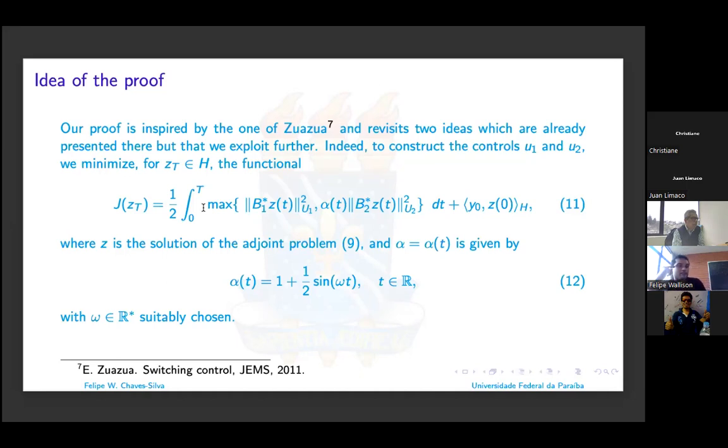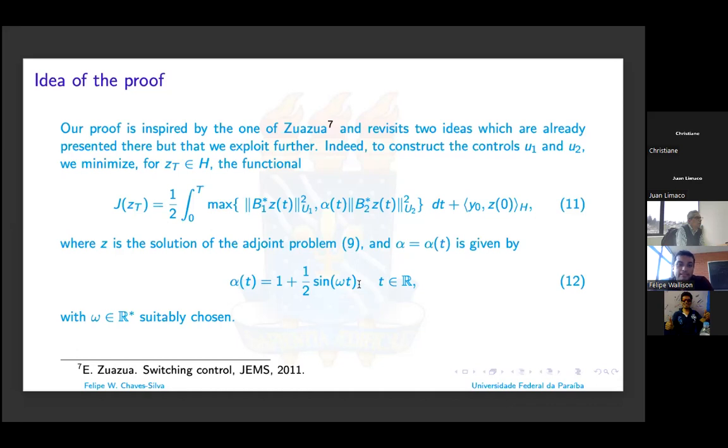And if you think about it, it's natural, because with bang-bang controls you have a control acting for some time, and then after that, the other control takes place. So it's quite natural. So the two things are related, okay? So the idea is to minimize this functional here. But pay attention that here we introduce this guy, alpha of t. Okay. So alpha of t has a very particular form.